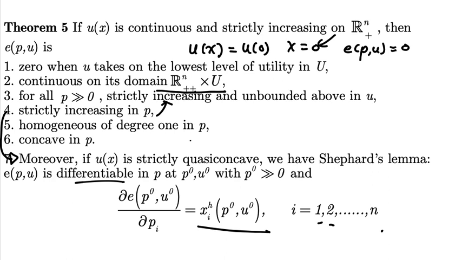Now, if you look at the next one, it says concave in prices, or concave in P. So the expenditure function is concave in P. So how do we explain this?